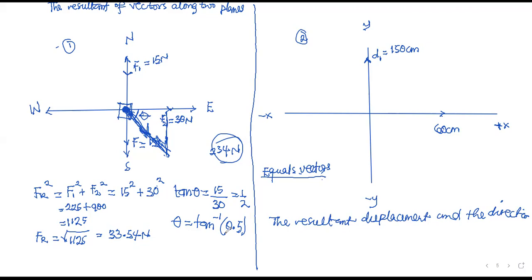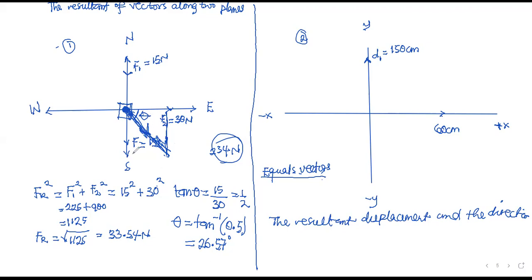I'm with you. Tan inverse. So press shift. 26.56. Give me the answer in 2 decimal places. 26.57. Okay, so what it means is that the resultant makes an angle of 26.57 from the east.